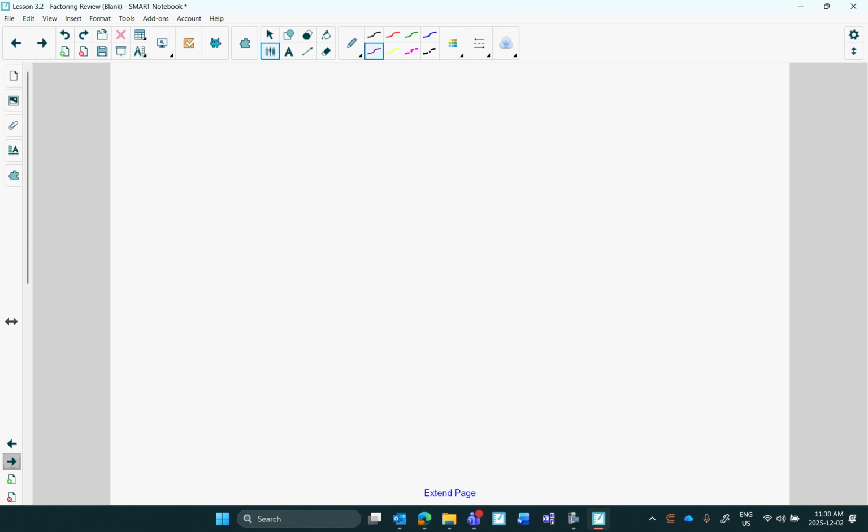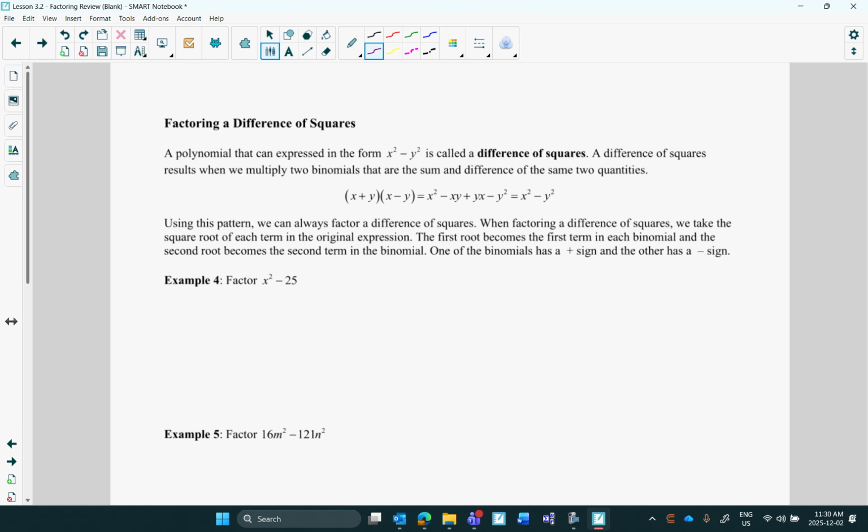For this next type, and I'm doing this in a slightly different order than I did last year, okay? There can only be 2 terms. They have to be separated by a minus sign, and the 2 terms have to be perfect squares, meaning you can find something times itself that gives you this, something times itself that gives you this. And this is what we call a difference of squares. Difference means subtraction, squares means 2 perfect squares.